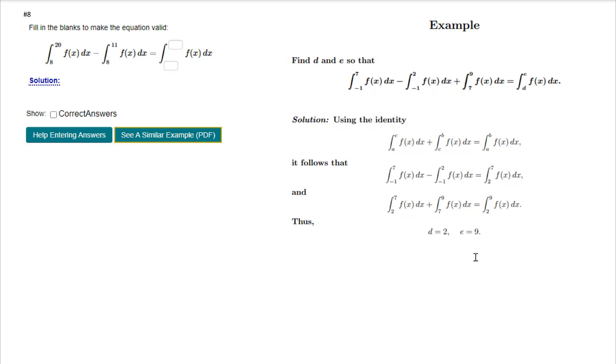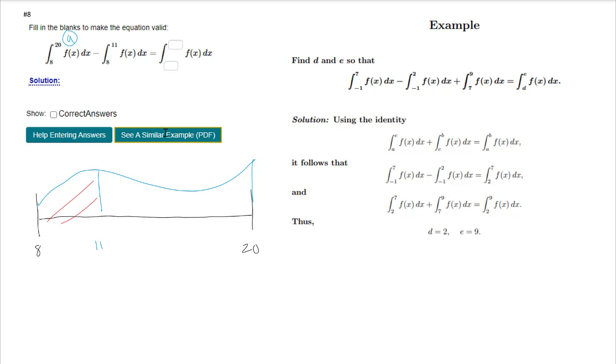We're just trying to use the definition that integrals are additive, and we can use this example to calculate that. You get to this example by clicking that see a similar example on Webwork, but there's an easier way to do this. Okay, let's say that we have this integral from 8 to 20 of some function. That's that whole integral from 8 to 20. And then we're subtracting off the integral from 8 to 11. What are we left with? Well, we're left with the integral from 11 to 20.